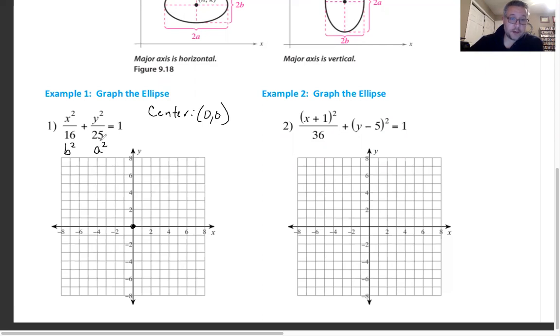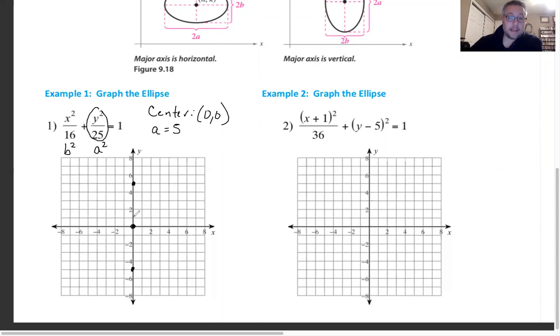So if A squared is 25, that would imply that A is 5, because you'd have to take the square root. So since that's attached to the Y fraction, Y stuff goes up and down. So from here I go up 1, 2, 3, 4, 5, and down 1, 2, 3, 4, 5.